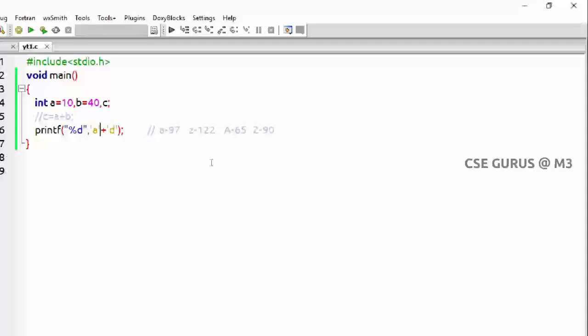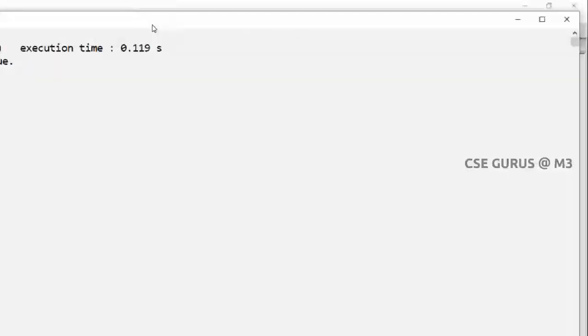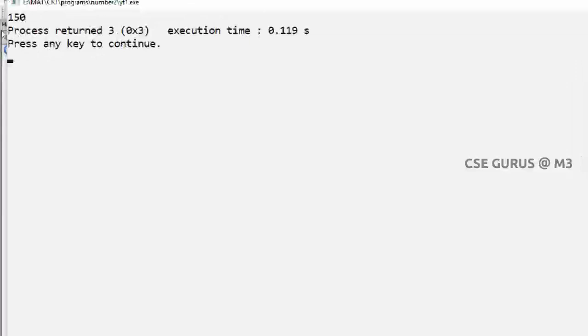One more thing you can observe, what if I write here something like 50? So you may know that 50 plus 100 is 150, right? Yeah, you can see this is 150.